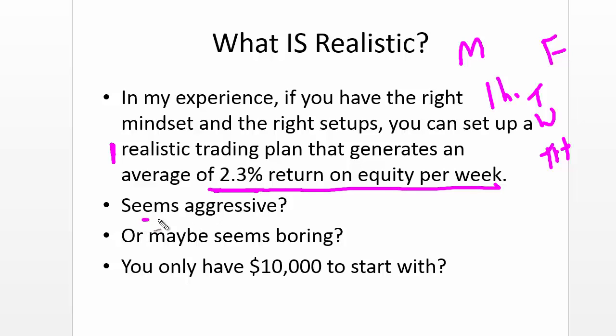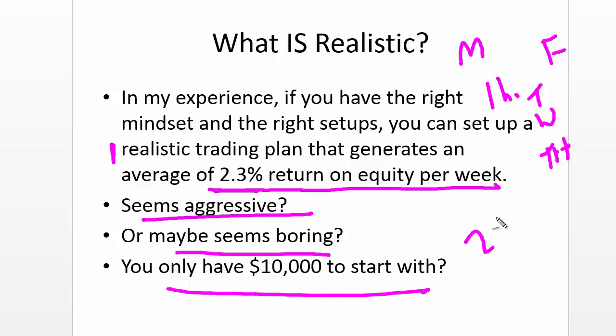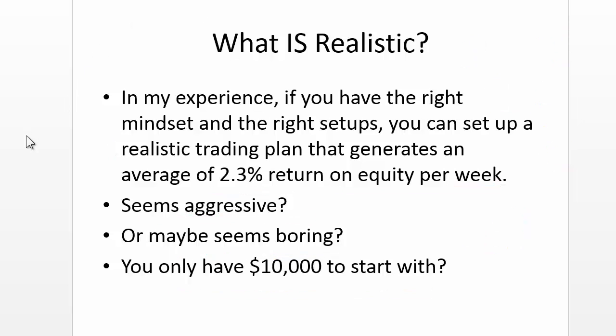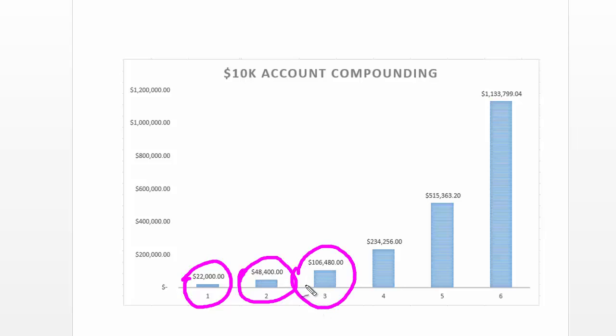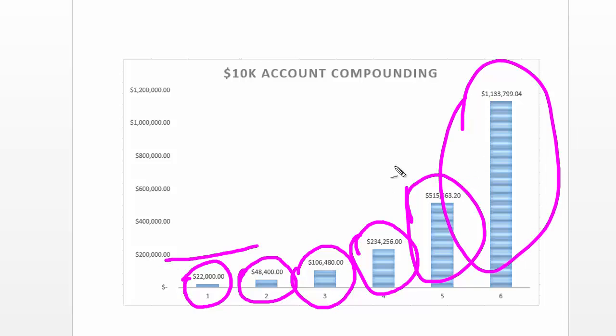Now for some people this seems too aggressive, and for some it may seem boring because if you only got a $10,000 account to start with, you're like, $230? Well, I could have bought a bunch of contracts and made maybe $2,000. The thing you've got to remember, and the key with consistency, is the idea of compounding over time, because 2.3% a week over time does add up. If you've got a $10,000 account, in the first year you'd end up with $22,000, but the next year you'd have $48,000, the next year $106,000, and then $234,000, and then $515,000, and then $1 million. That's actually very doable if you get the right mindset.